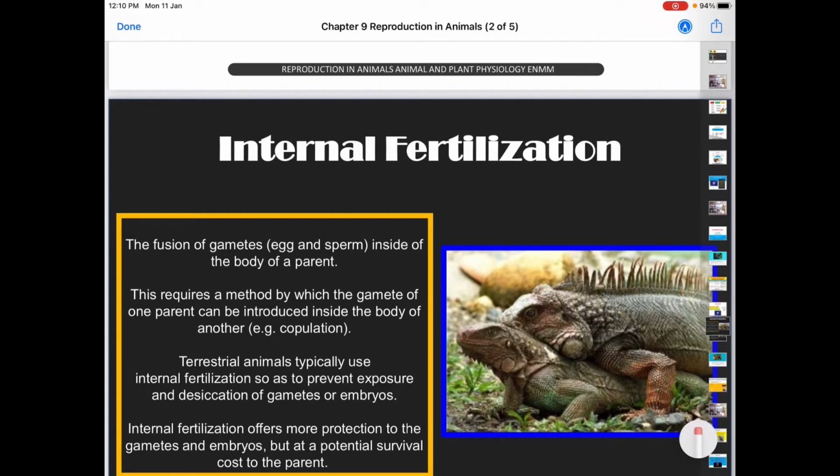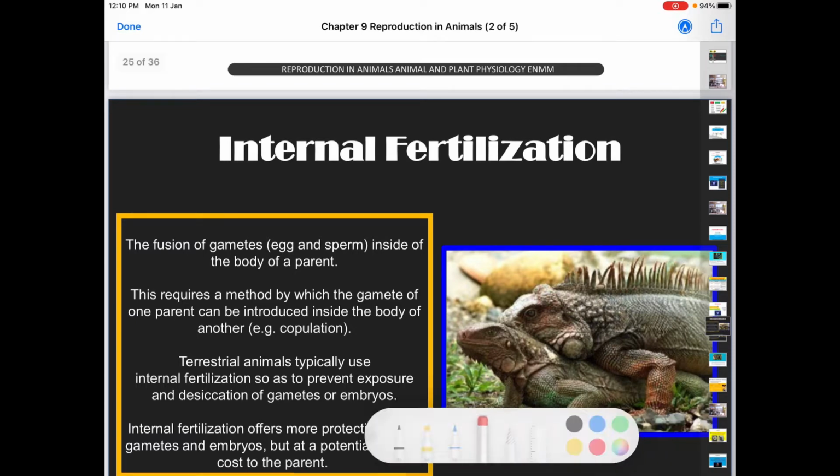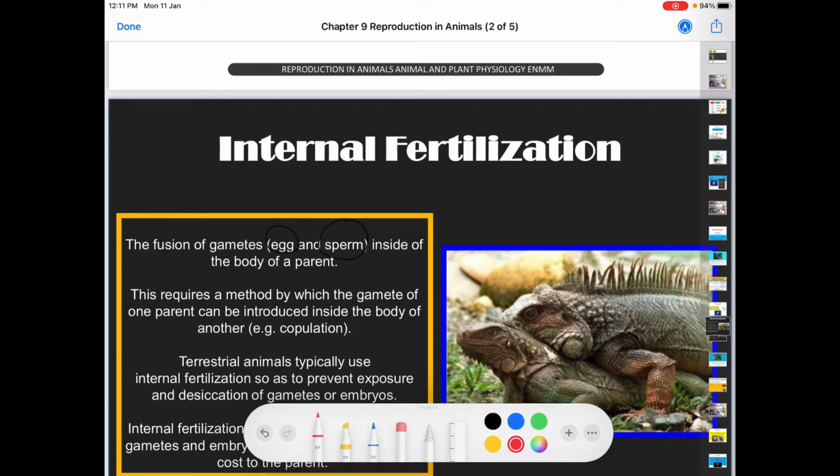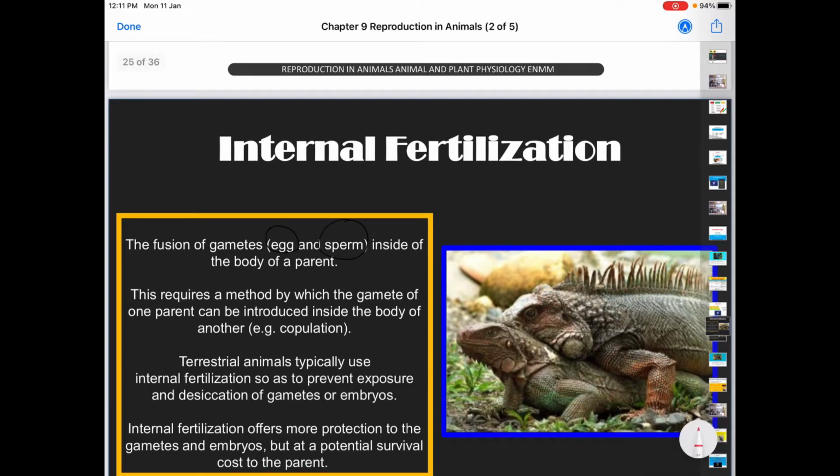For internal fertilization, what you have to know is that the fertilization happens inside the parent's body. So it must involve the fusion of the eggs and the sperm. Both the egg and sperm must be present in order to proceed with the internal fertilization. The process happens inside the mother's body by the process of copulation.